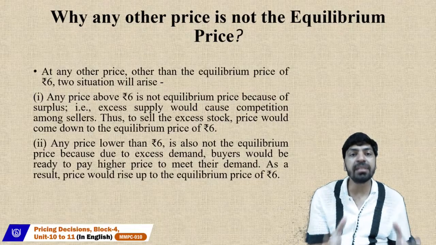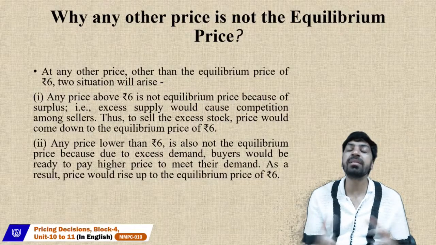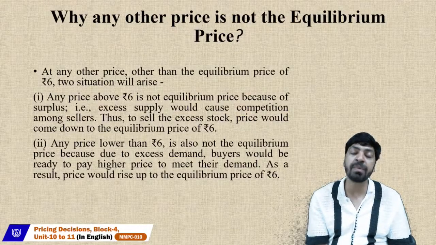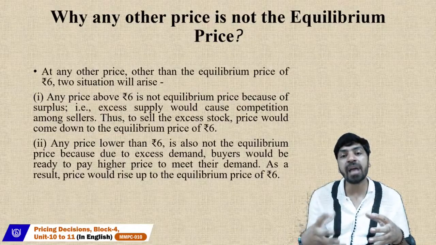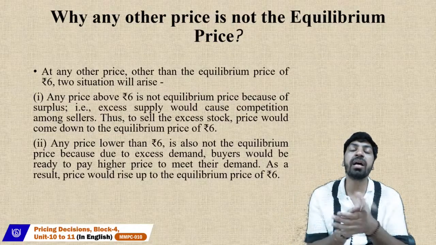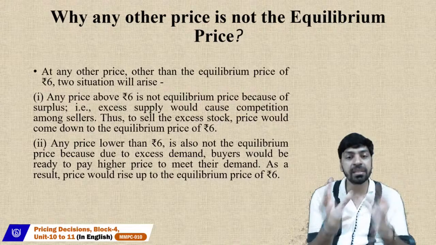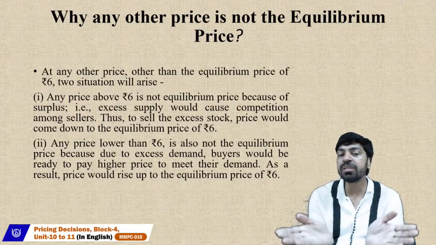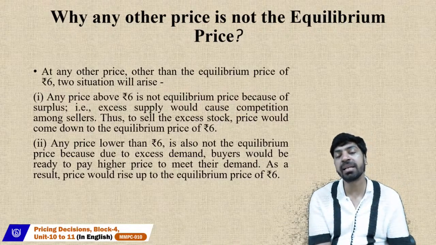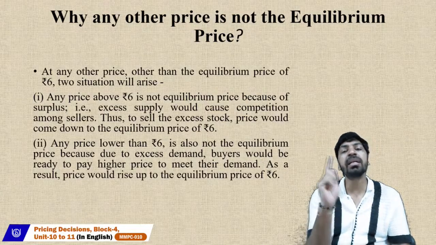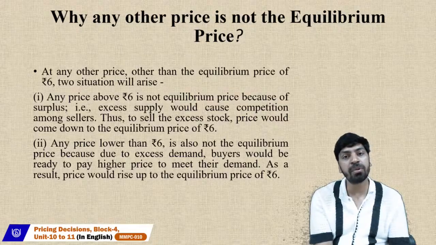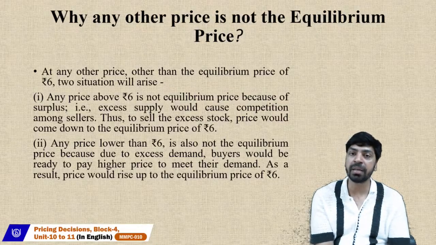So this is the reason why any other price is not the equilibrium price. When the price goes up and down, a situation arises called shortage or surplus. When such a situation arises, that's not a case of perfect competition. It becomes a case of a monopolistic or monopoly market.